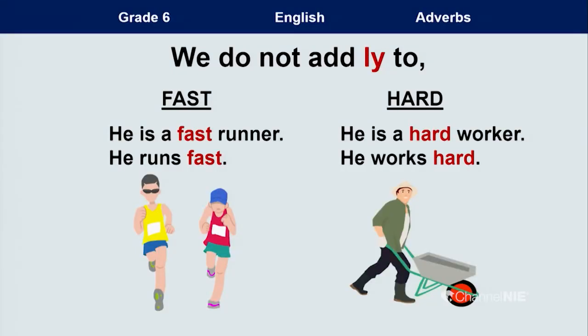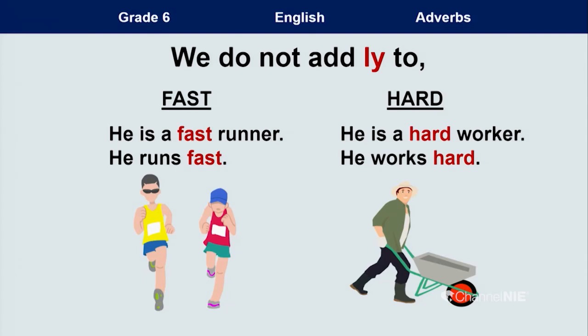Look at these examples. So the first two examples: he is a fast runner, and the second one is he runs fast. So here, in the first sentence, dear children, the word fast is an adjective, right? Fast runner. It explains the noun runner. But in the second sentence, he runs fast, it describes the action of the person, right? So there, it appears as an adverb. So adjectives and adverbs seem like the same word. That's right. And also you do not add ly there. Fast becomes fast, not fastly. Remember that.